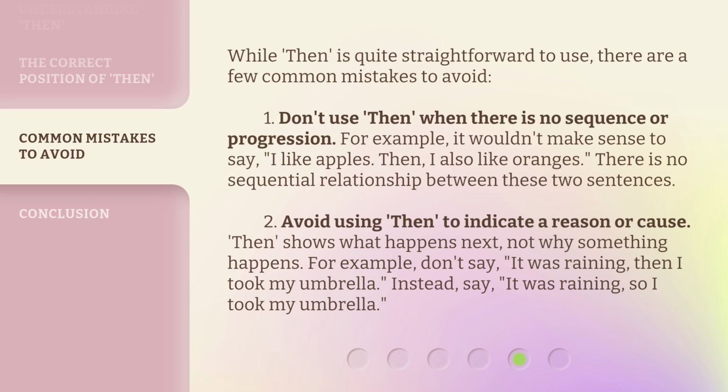2. Avoid using "then" to indicate a reason or cause. "Then" shows what happens next, not why something happens. For example, don't say, it was raining, then I took my umbrella. Instead, say, it was raining, so I took my umbrella.